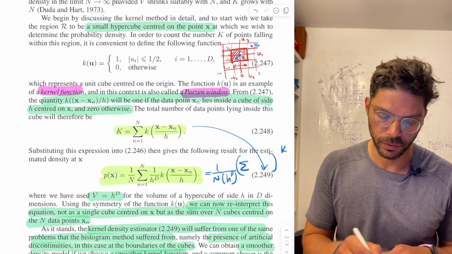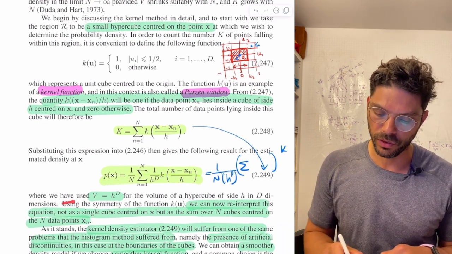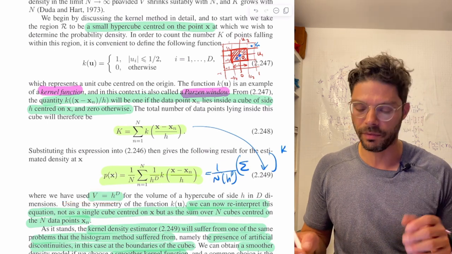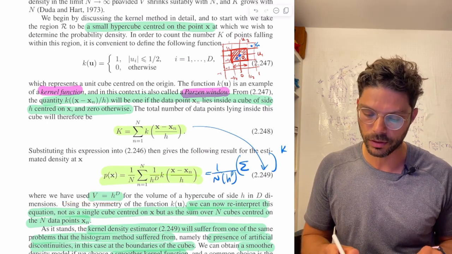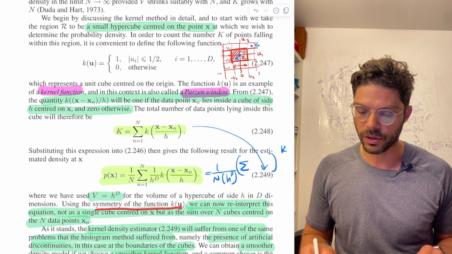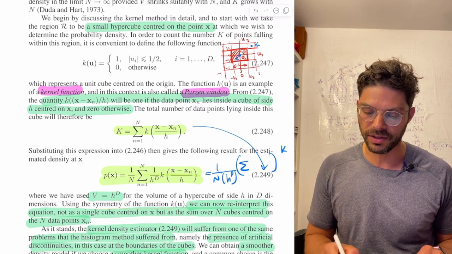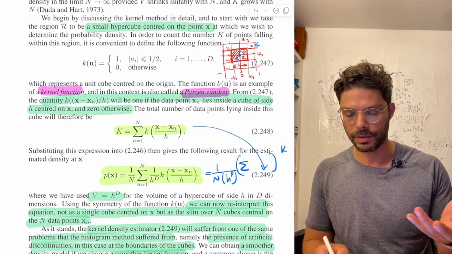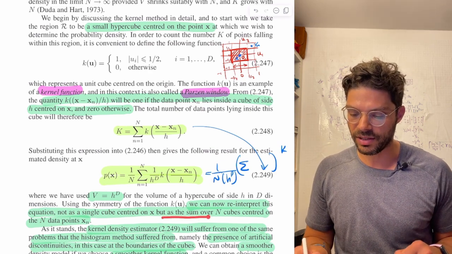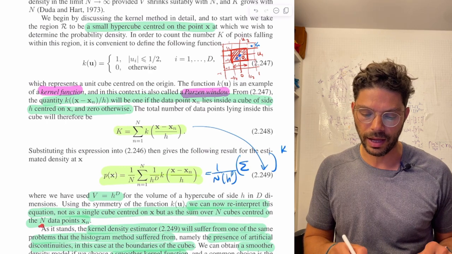Where we have used V equals H to the D for the volume of the hypercube of side H in D dimensions. Using the symmetry of the function K of U, we can now reinterpret this equation not as a single cube, but as a sum over N cubes centered on the N data points Xn.